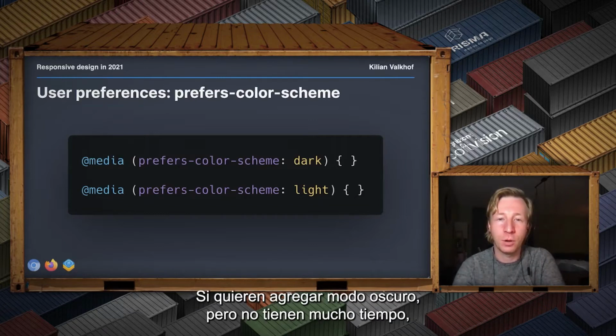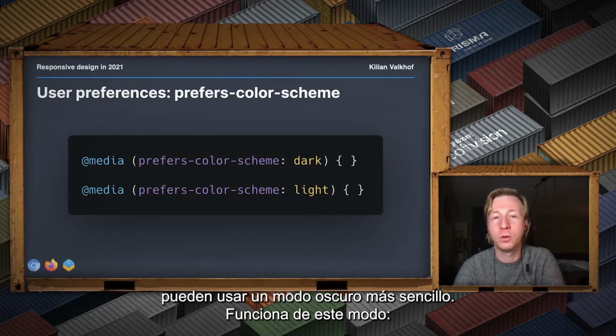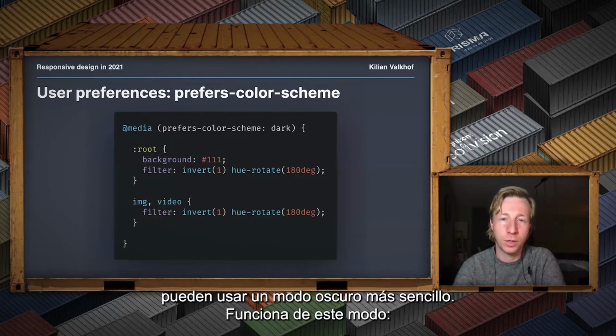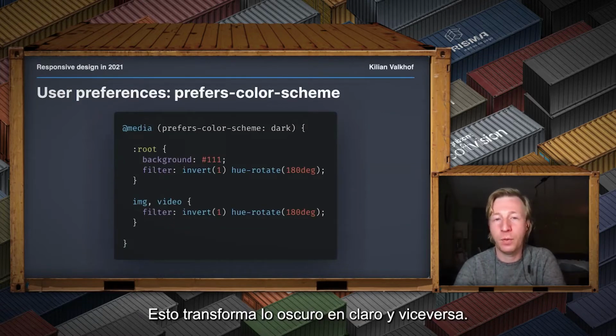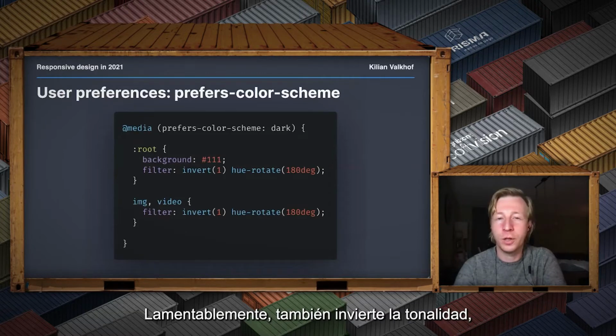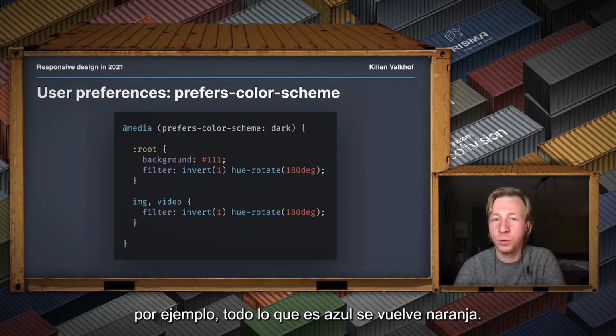So if you want to add dark mode, but don't have a lot of time, then you can use cheap dark mode. It works like this. We invert the entire page using the invert filter. This makes everything that's dark light and the other way around. Unfortunately, what this also does is invert the hue. So anything that's blue becomes orange, for example.